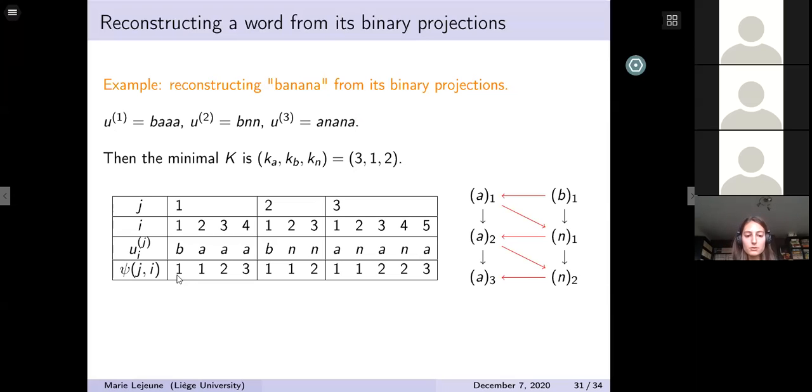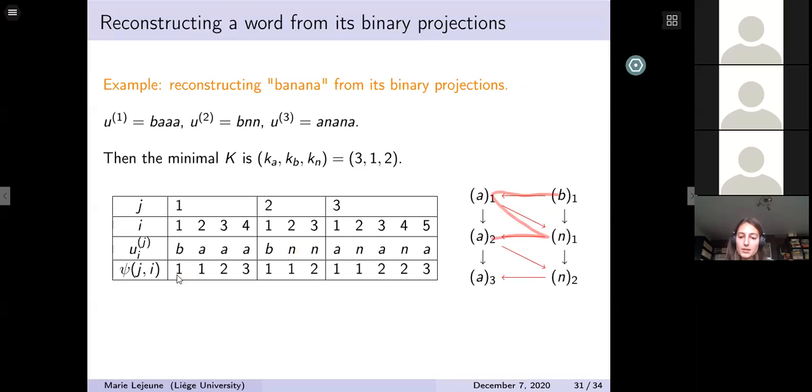What are you going to do? Look at all the A's: there are 3 A's, and my K_A is 3, so I'm obliged to put 1, 2, 3. The same here, I'm obliged to put 1, 2, 3. The same for B: B can only be 1. And for N, since the maximal value is 2, I'm obliged to put 1, 2, and 1, 2. So the K marking is unique. And then the associated graph is here.